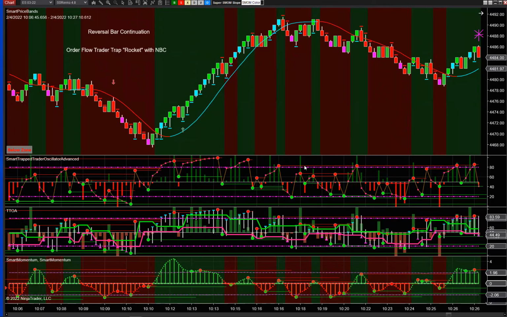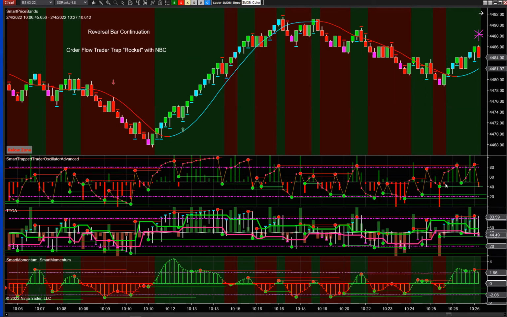We have all kinds of patterns on TTOA, but one of the things you'll notice is that when we break down through one of these little green, we call these smart breakpoint lead outs, the market tends to go down. When we break up through the red, it tends to go up. So we're looking at this situation here.